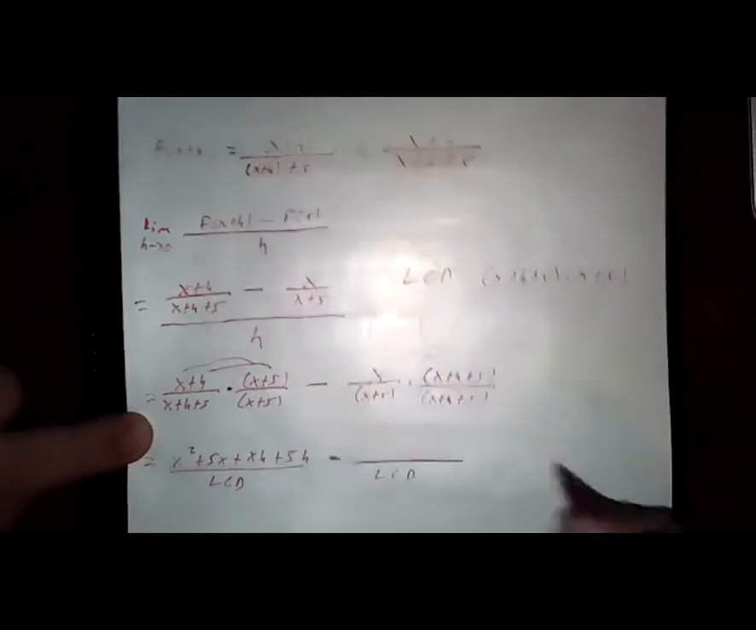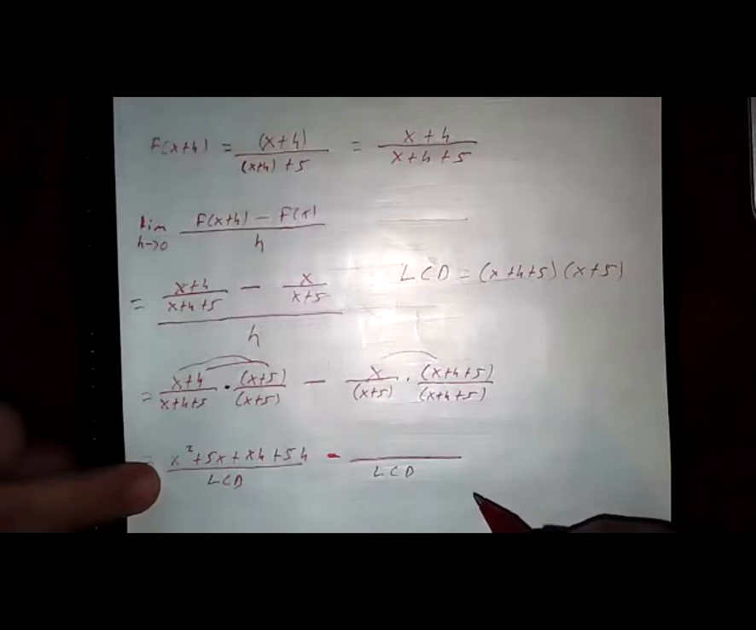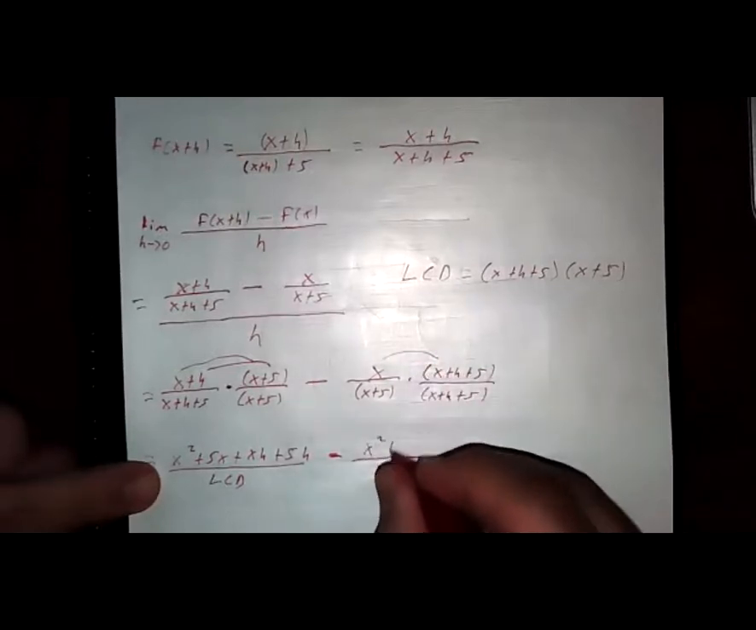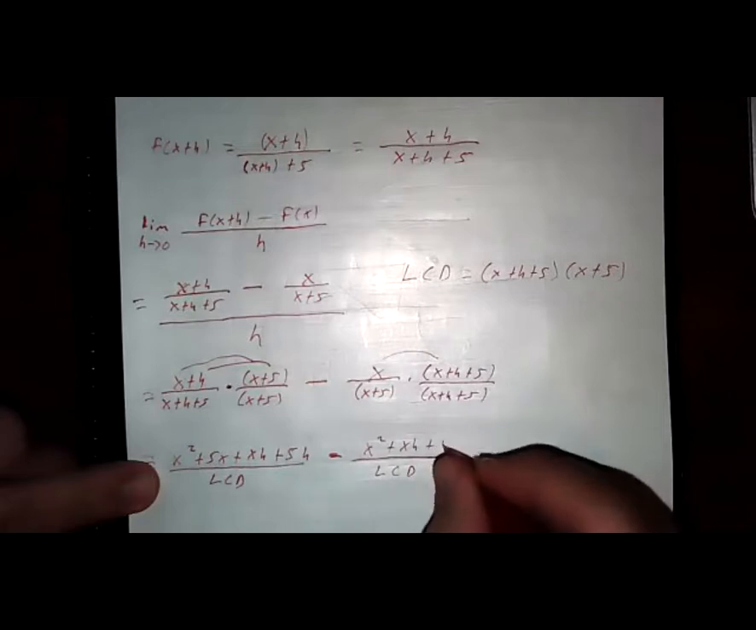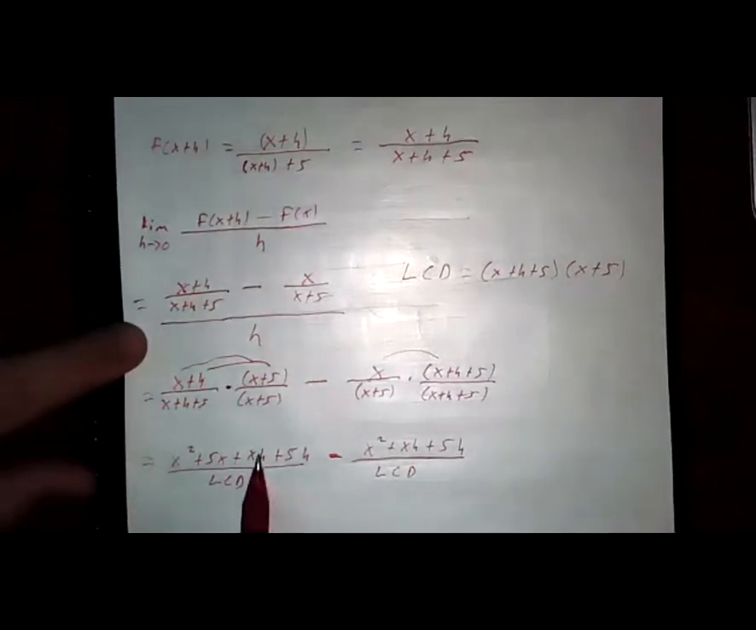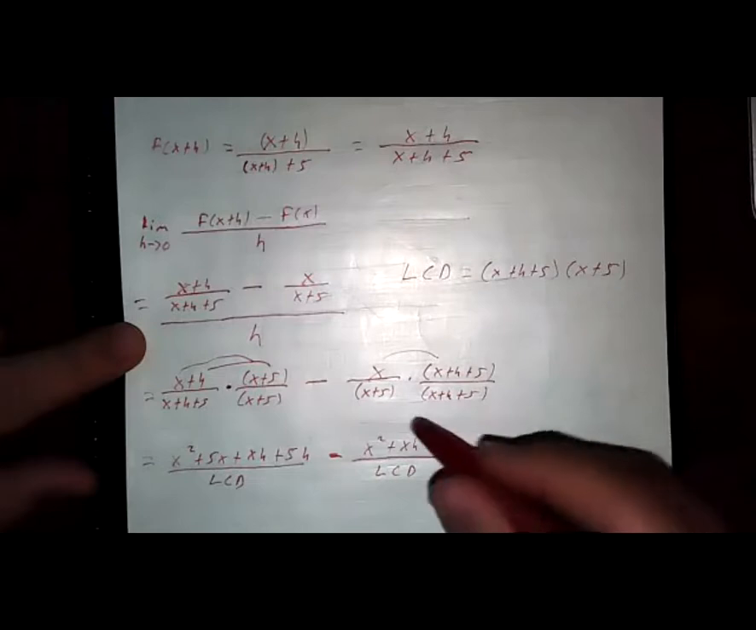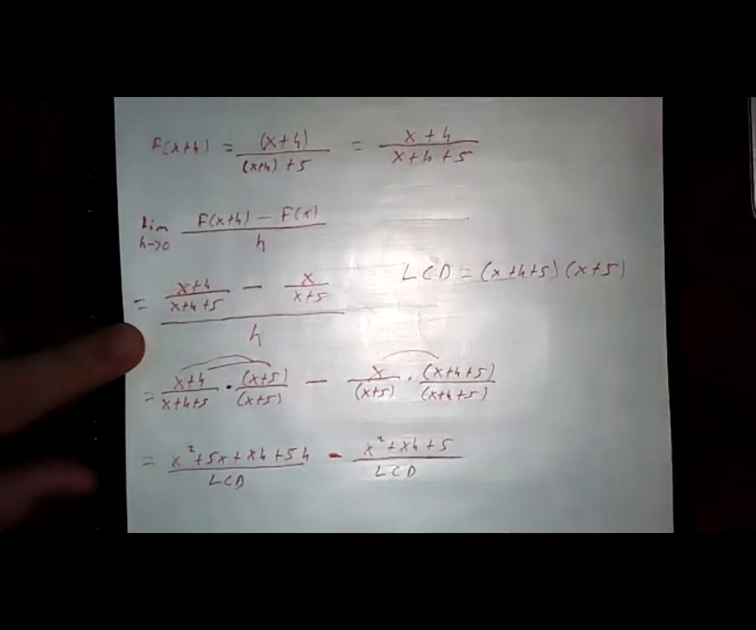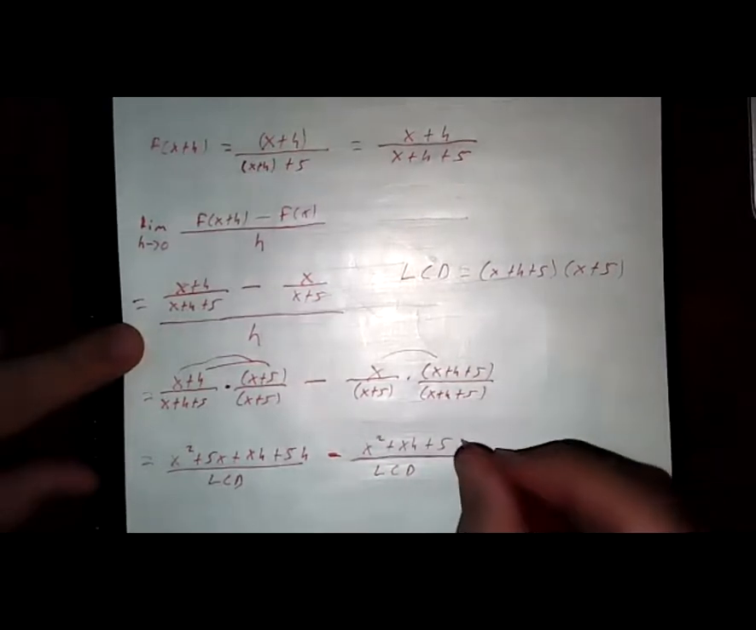Is that cool with you? Is that fine? So multiply the x on each of these terms, you'll get x squared plus xh plus 5x, the last one. Just double checking. All right, so then just subtract them.